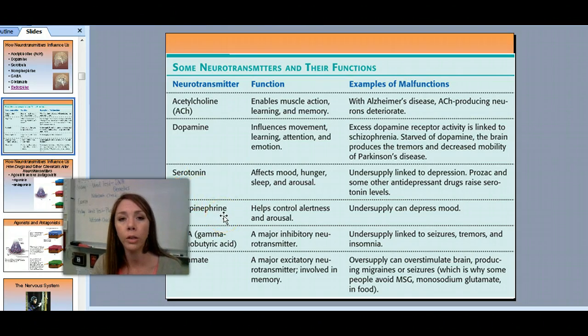Norepinephrine, this is my alertness and arousal. GABA, remember, is inhibitory. It's GABA, glutamate, GABA, right? It's inhibitory. It's like it will shut you down. And then glutamate is the one that will excite.